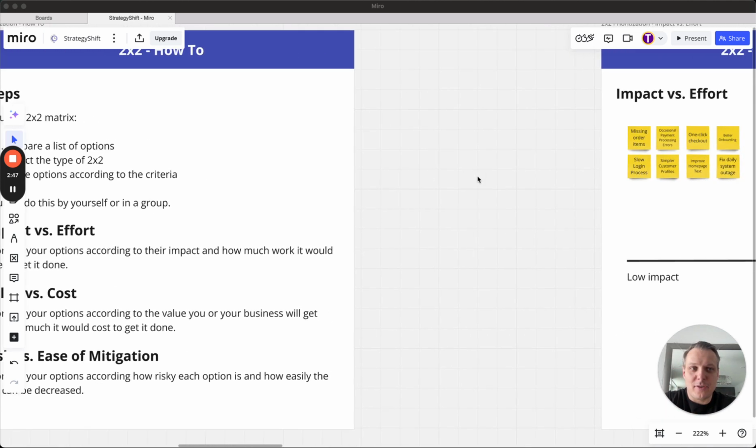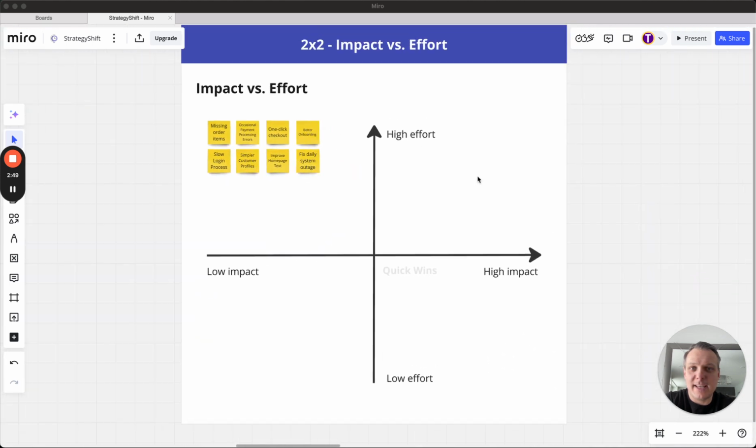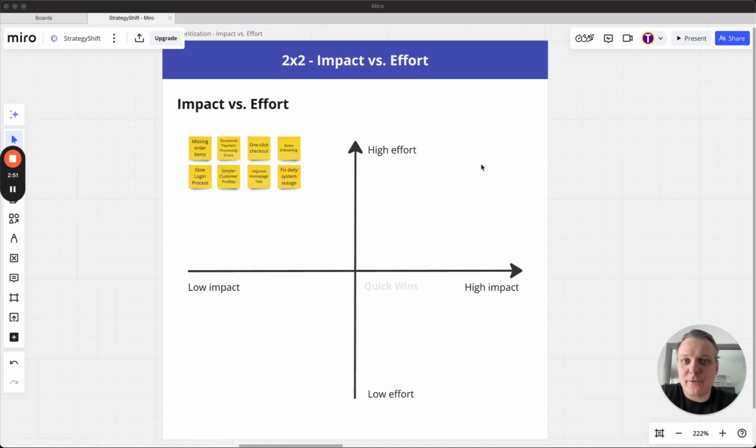Let's get into the first one. The first one, the impact versus effort framework, is used for problem prioritization, and a lot of the times the impact is the impact that the problem has on the customer, on the business, on the team, on you personally. In this example, I want to talk about 8 hypothetical problems that will have an impact on the customer and how much effort each problem will take. So you want to prioritize what you want to work on first.